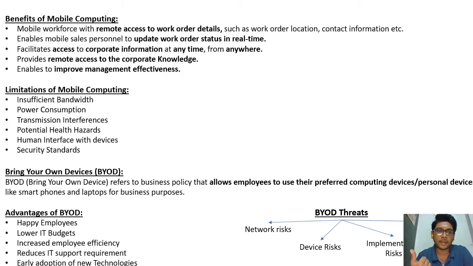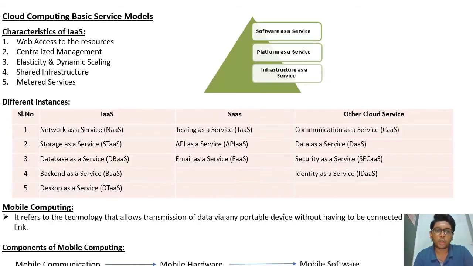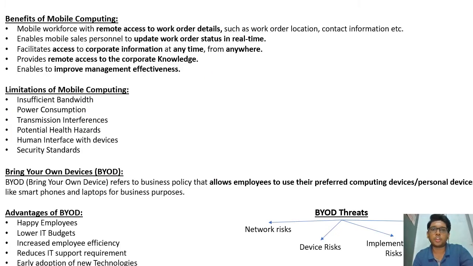First, insufficient bandwidth, power consumption, transmission interferences, potential health hazards, human interface with devices, finally security standards. These are the 6 limitations of mobile computing. So what we have seen, first mobile computing na enna paathom, what are the components of mobile computing paathom, what are the benefits, 5 benefit irukku, limitation la 6 limitation irukku. These are the benefits and limitations of mobile computing.